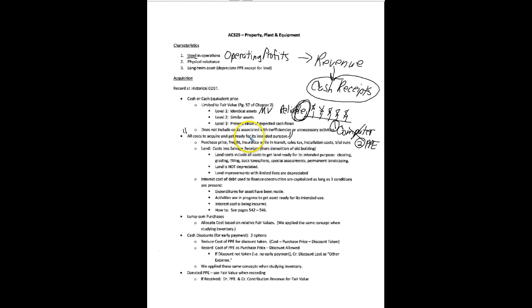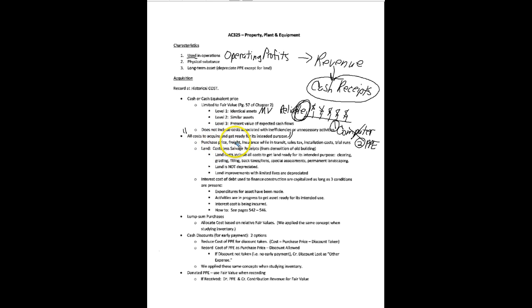We saw this same cost principle when we were studying inventory. So it's the same cost principle, except now we're applying it to property, plant, and equipment instead of inventory. When it was inventory, we said all costs to acquire and get ready for sale, because we sell inventory. That's its intended purpose. So here with property, plant, and equipment, it's everything to get it ready. So everything to buy it, get it to our place, and get it ready to be used.